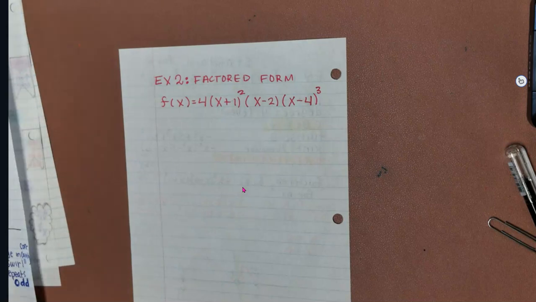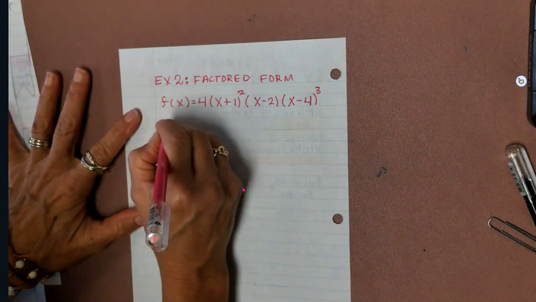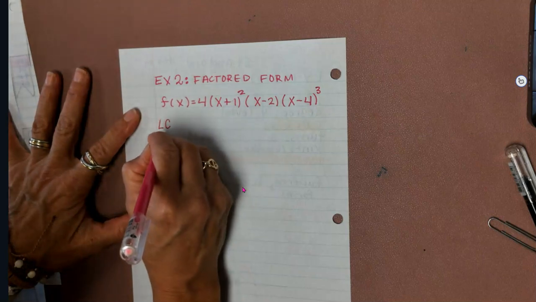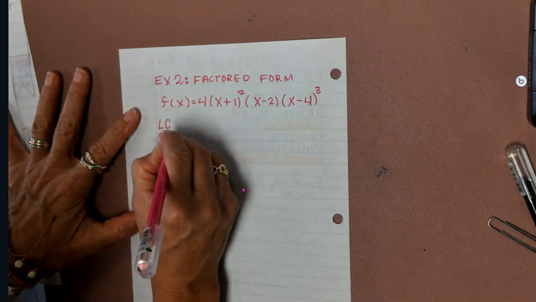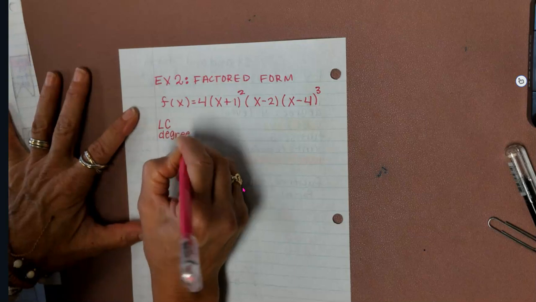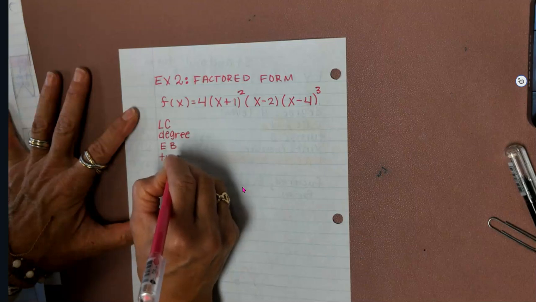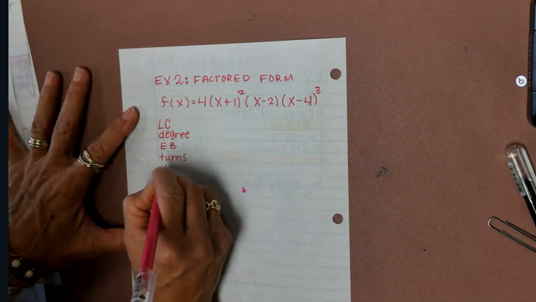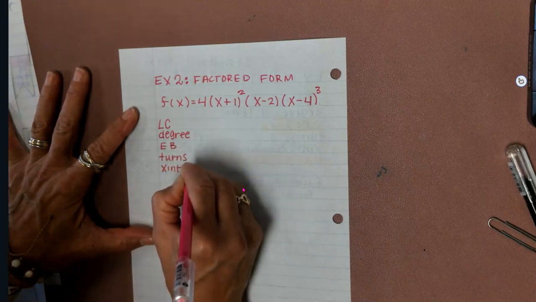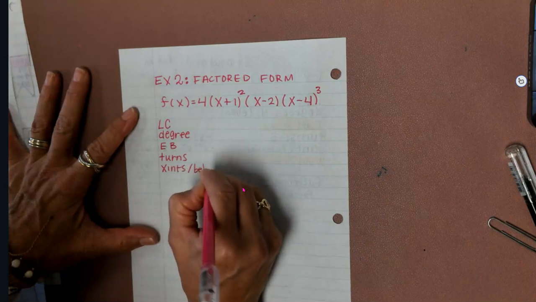All right, we're still going to find all those same things. So we're still going to identify the leading coefficient. We're still going to identify the degree because we need the end behavior. The number of turns is a great self-check, and we must have the x-intercepts and the behavior of the x-intercepts.